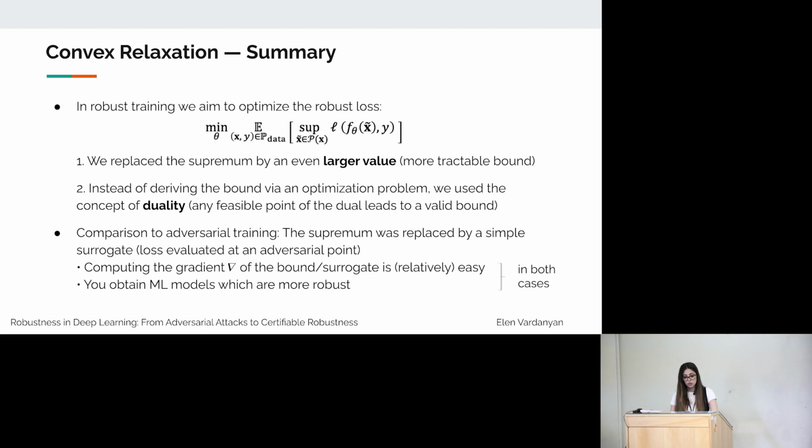So just to mention the comparison to adversarial training, the supremum was replaced by a surrogate right there. And two points that are the same in both cases are that when we're computing the gradient of this bound or the surrogate problem, it is relatively easier than in other cases I mentioned before. And again, we empirically get these machine learning models which are more robust.